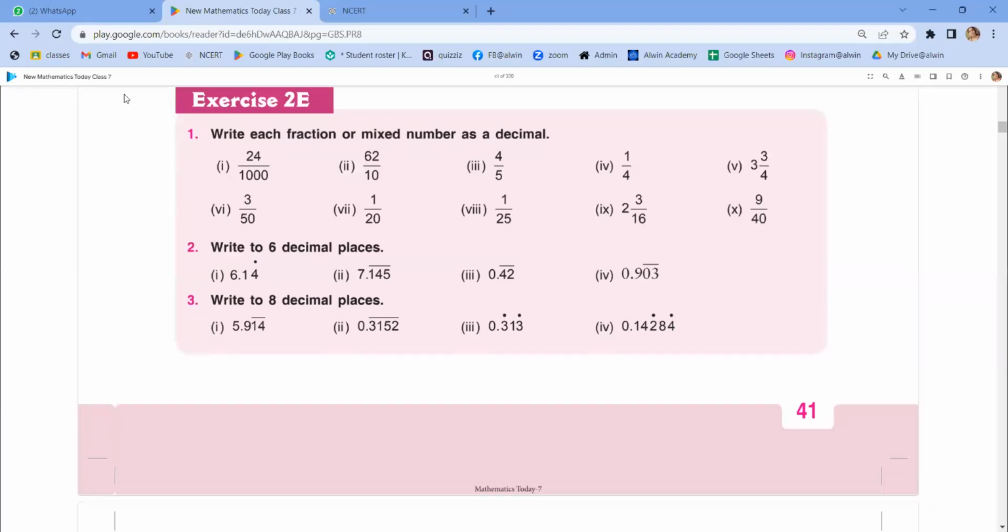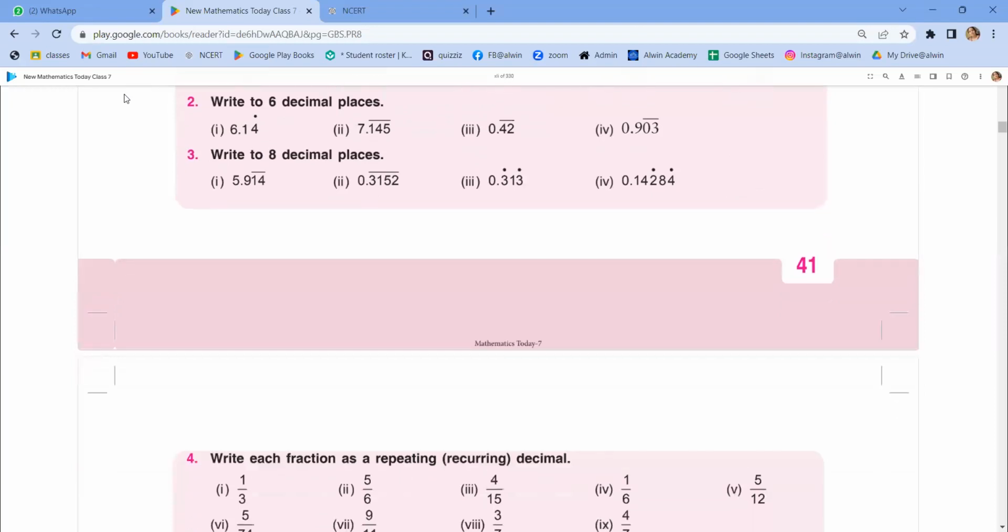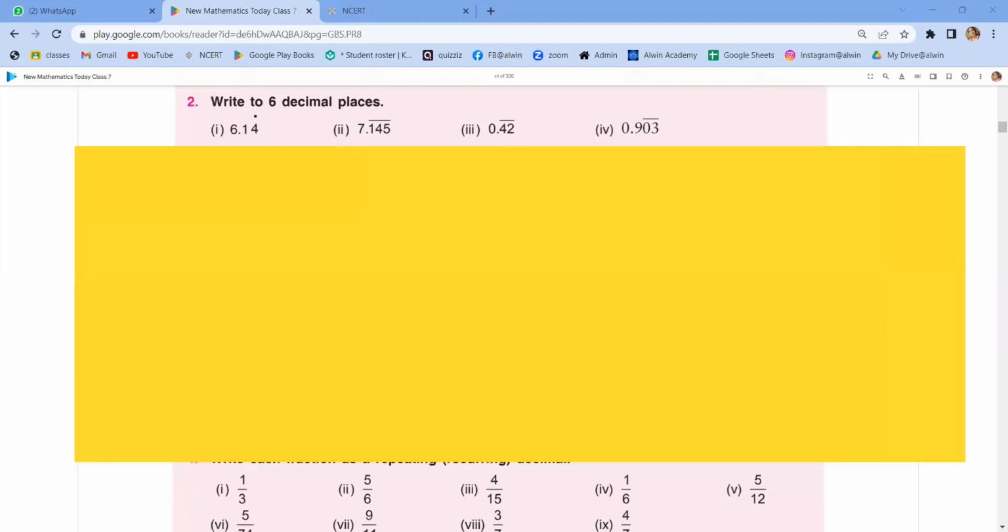Okay, beta ji. Now we are solving question number 2. Write to 6 decimal places. Now, how to write to 6 decimal places? First of all, let's understand what this dot is representing here. This dot you people can see, 6.14 and this dot, can you see it here over 4? Yes, ma'am.